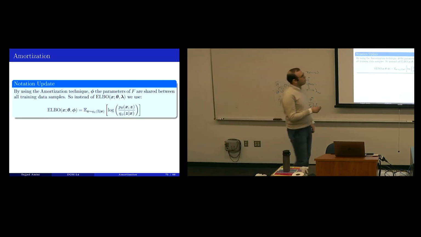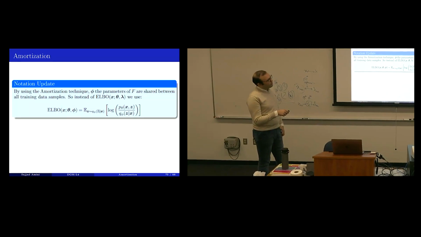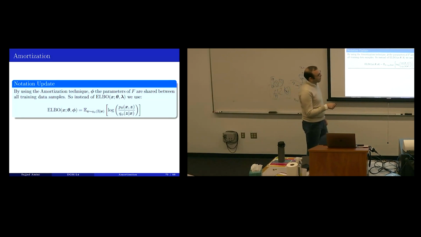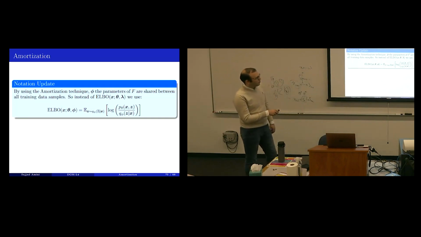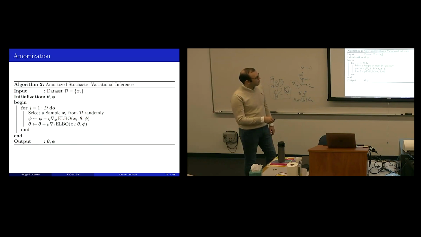Okay, so the notation update. Previously, we talked about ELBO of x, theta, and lambda. Now we have ELBO of x, theta, and phi. We know that ELBO previously was the expectation over z coming from q of the log of the joint over q lambda. Here I replaced it with q phi of z given x. This is just a notation update, and pay attention to this phi, which replaced lambda. And this is also the other form of the objective.